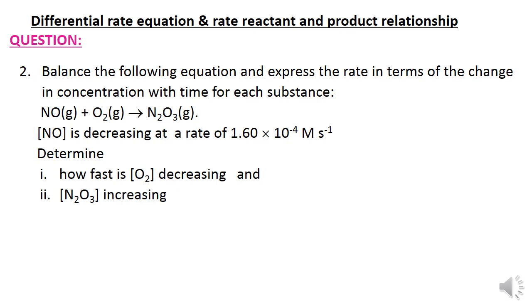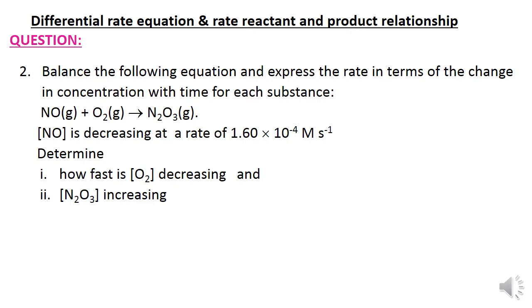Question number 2 is about the differential rate equation and the rate reactant and product relationship. Balance the following equation and express the rate in terms of change in concentration with time for each substance. Nitrogen monoxide, NO, reacts with oxygen gas, O2, producing dinitrogen trioxide, N2O3.